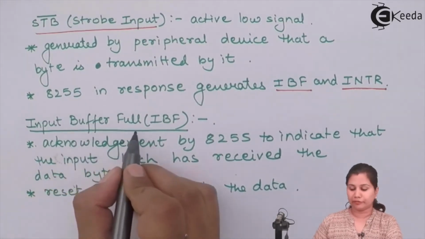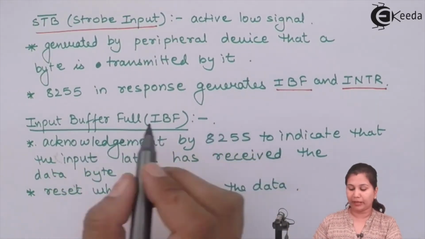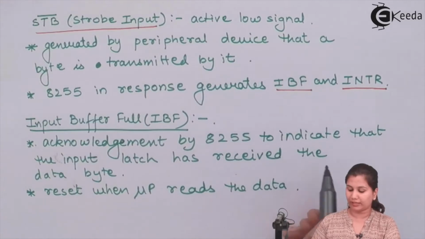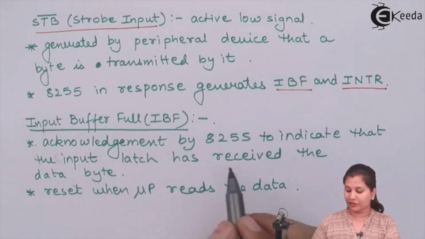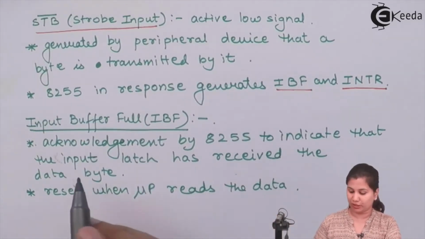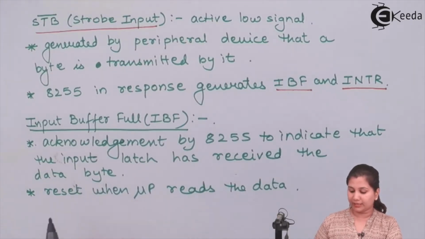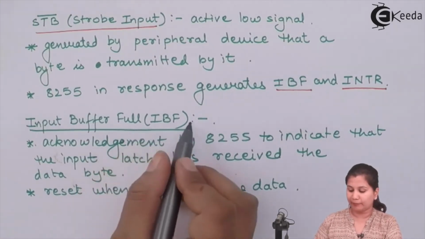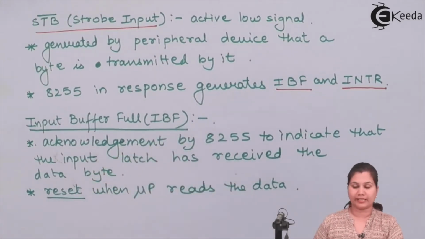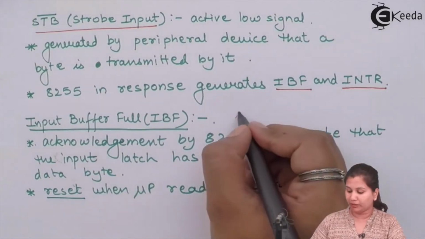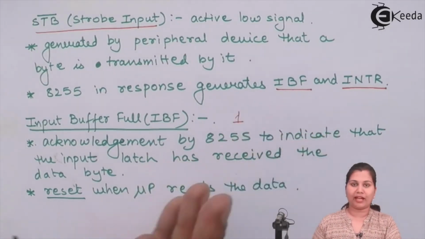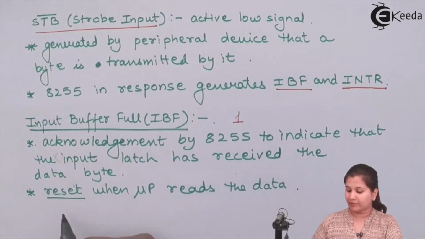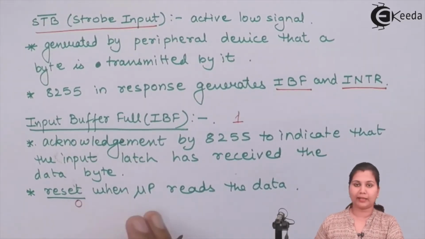So input buffer full, this signal will be generated by 8255 to show that the input latch has received the data byte which was transmitted, and when this data byte has been read by the microprocessor, then this IBF signal is again reset. So its value will be 1 when 8255 has received the data byte, and its value will be 0 when that data byte has been read by the microprocessor.